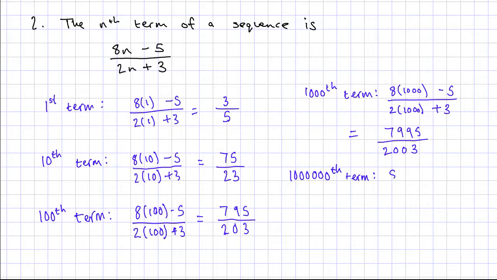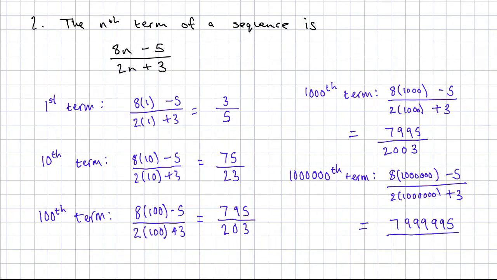So the millionth term, okay, this is going to be 8 times 1 million minus 5, and this is going to be 2 times 1 million, add 3. So this is going to be equal to 7,999,995, and this is going to be 2,000,003.